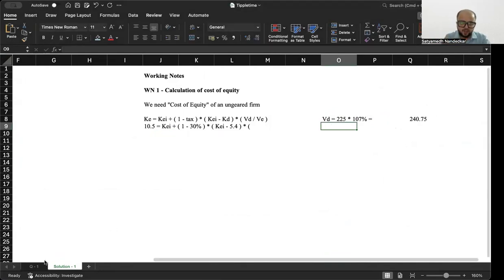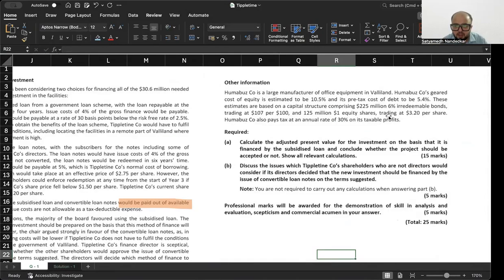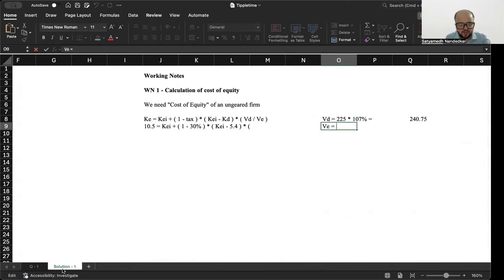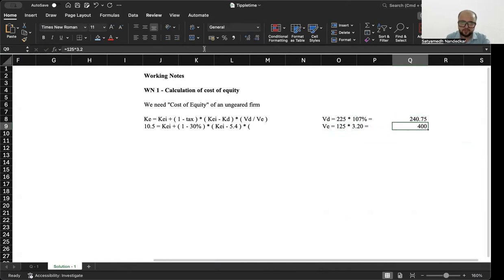And what is value of VE, value of equity? How exactly are we going to calculate that? 125 million equity shares trading at 3.2. So market value of this is 125 into 3.20, which is basically 400.